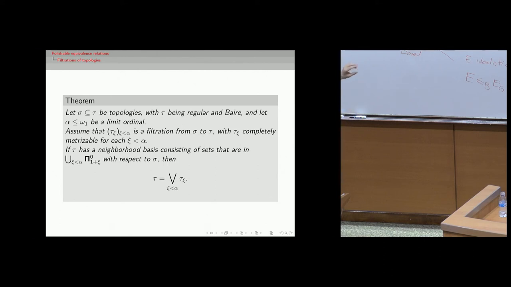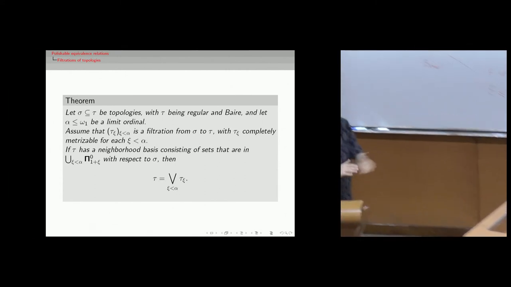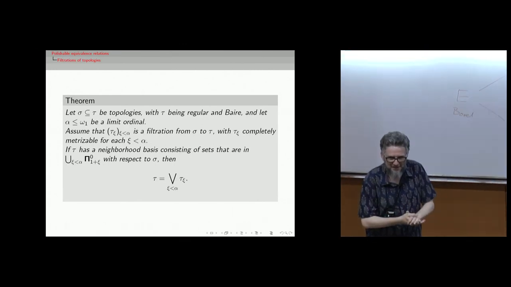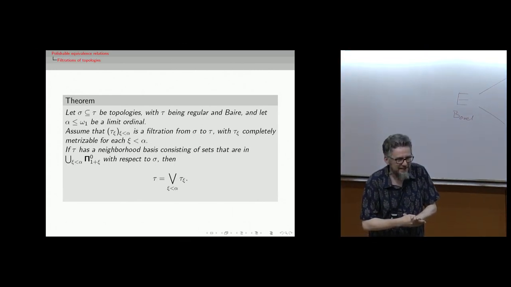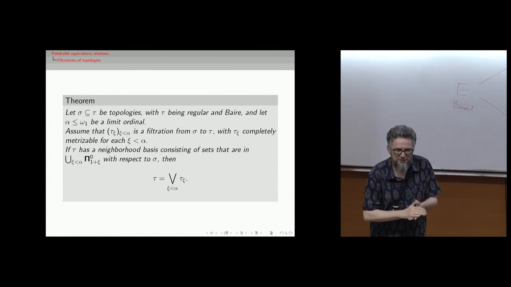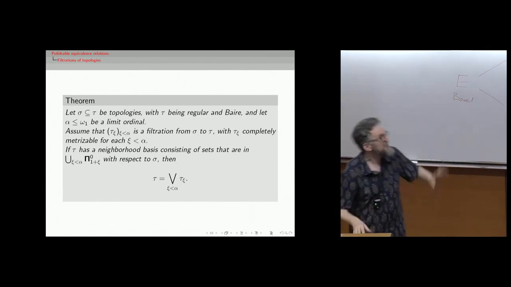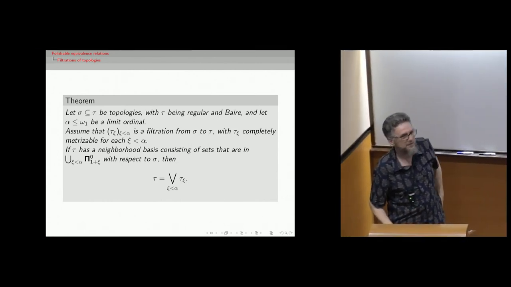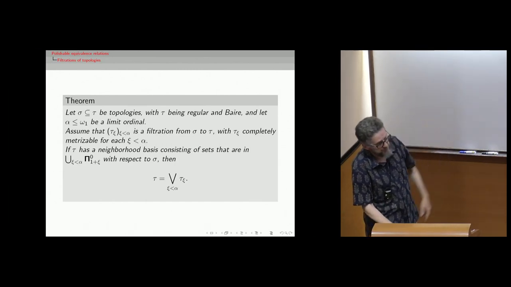And here one can finesse a little bit. Completely metrizable is actually paracompact. I talked about it in Toronto, and I thought paracompact and hereditarily Baire and regular was essentially metrizable, but I was told it's not. So it's a little more, one can make it finer, but this is what is applied.